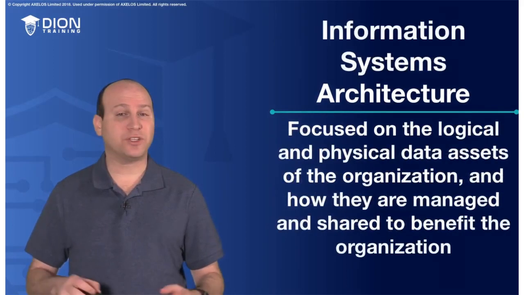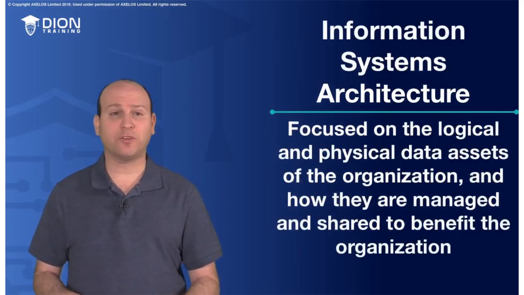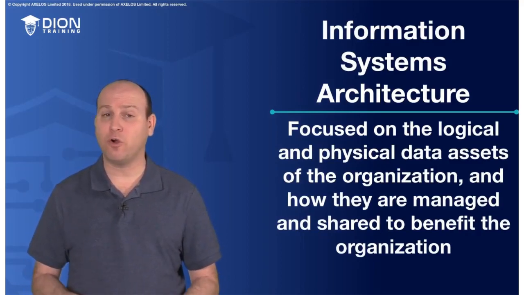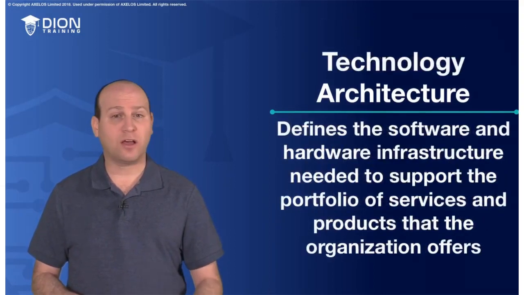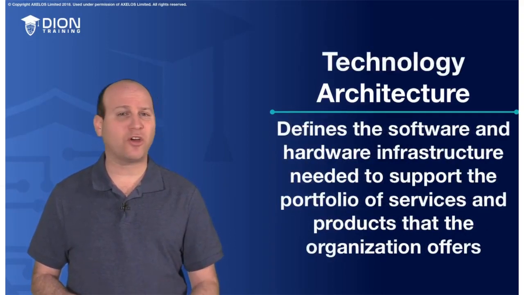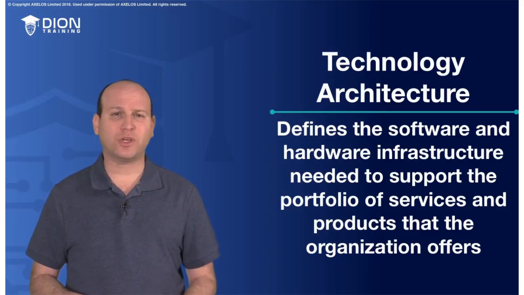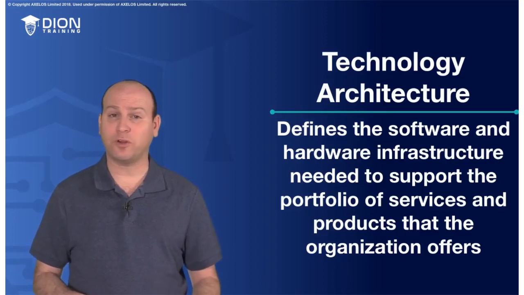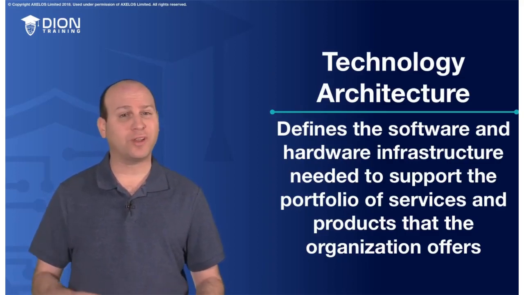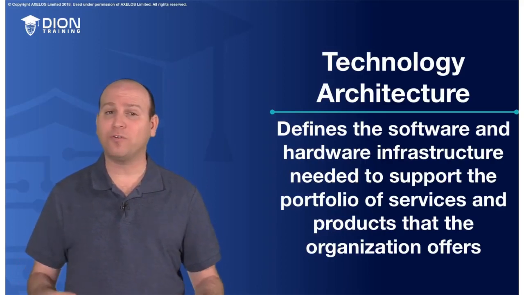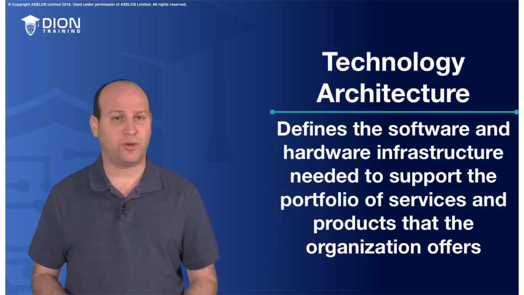When we look at information systems architecture, we're focused on the logical and physical data assets of the organization and how they're managed and shared to benefit our overall goals. The technology architecture is going to define the software and the hardware infrastructure that's needed to support the portfolio of services and the products the organization offers. For example, the question of whether we should use a self-hosted configuration for our web servers or rely on a cloud-based architecture would fall under this technology architecture umbrella.